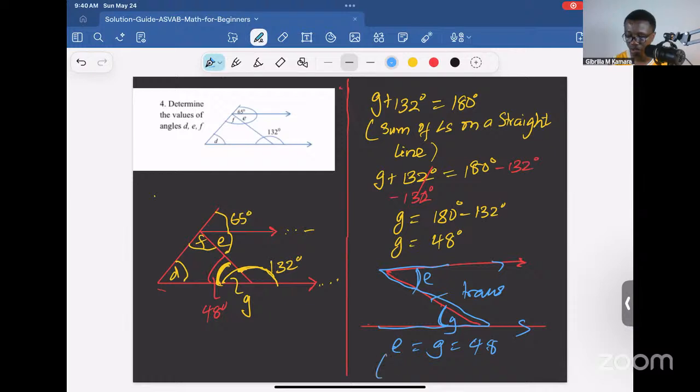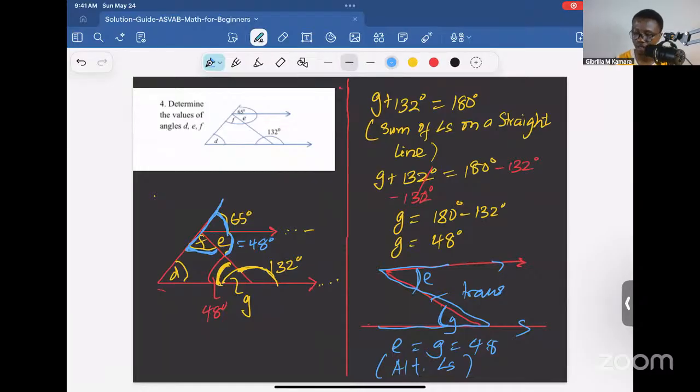Why you say alternate angles are equal. Okay. So if that is the case, we know this E is also 48. Now, if we know E, we have from here to here as E, then we know from this to this as 65. We can easily get this one because they are adjacent angles. All of them sit on this straight line.